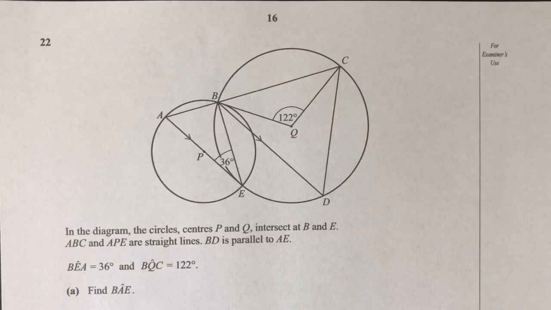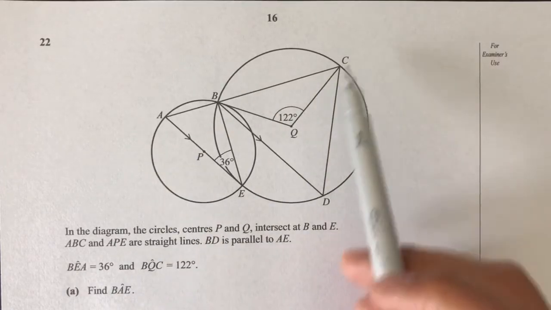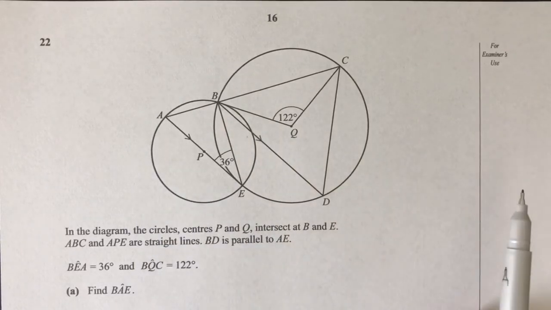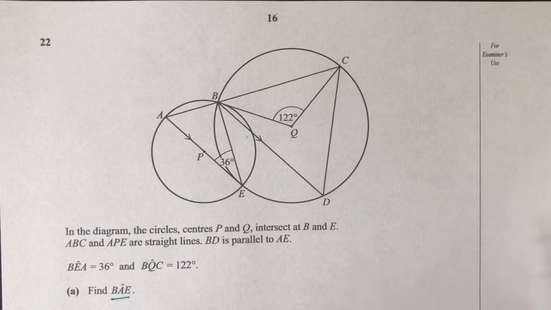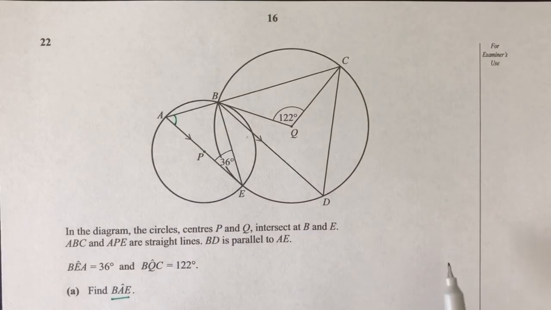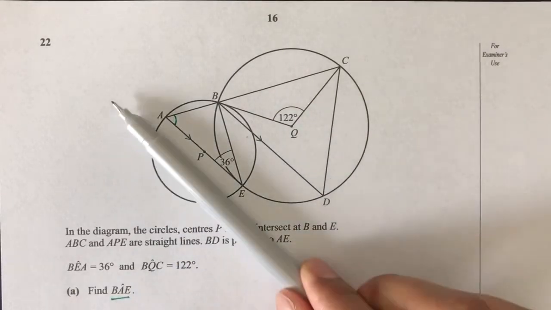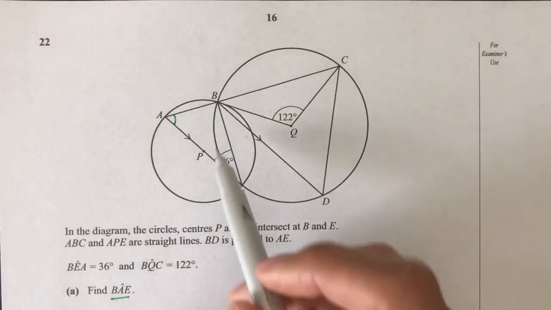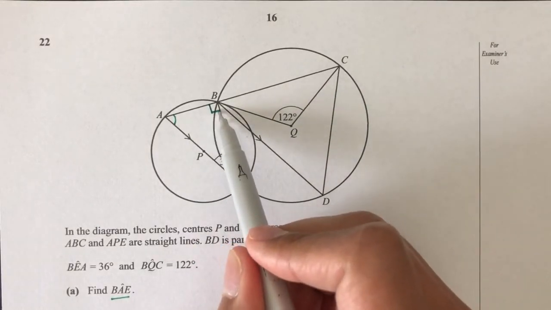Question number 22. In the diagram, the circles P and Q, so P and Q, intersect at B and E, so B and E. Now we have ABC is a straight line and AP is also a straight line. Okay, so now part A, find the angle BAE. So where's the angle? BAE. So find this angle. So here we observe that we have a straight line which is APE, and this is a triangle ABE, which means this angle here will be 90.